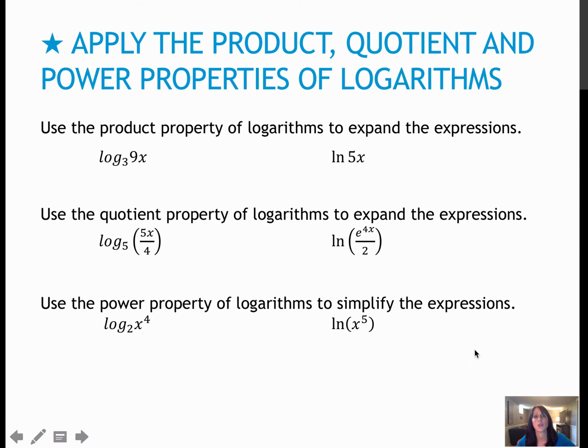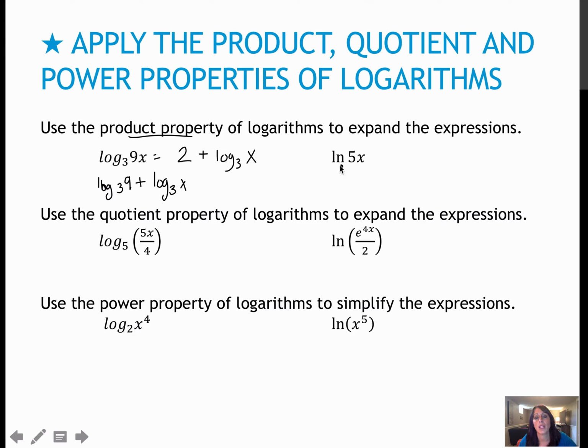Here are 6 for you to try on your own, so do all 6, then press play to check your work. The first one, again, I'm using the product property, so it's a product of 9 and x, so it's log base 3 of 9 plus log base 3 of x. Because 3 to the second power is 9, that's actually 2. So 2 plus log base 3 of x.